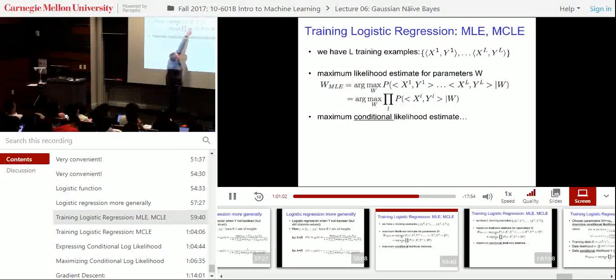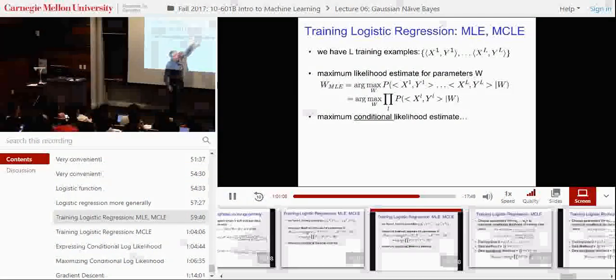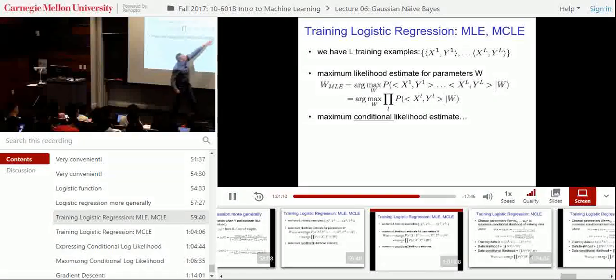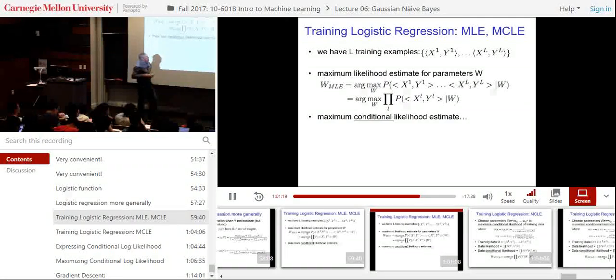And here again, the superscript means the ith training example. So x1, y1 are the observed first training example. xl, yl are the observed last training example, and everything in between. And if we assume those training examples are independent, identically distributed, just like we assumed the coin flips were independent, identically distributed, that would give us this. So we want the W that maximizes just the probability of each training example, and we multiply all those probabilities together over the whole set of training examples.